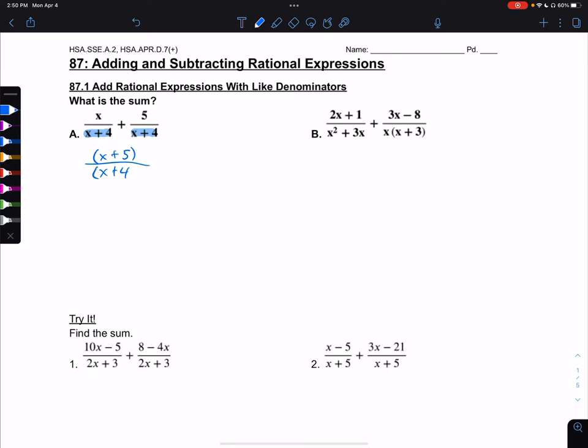The x plus 4 is a group. And if you're going to cancel out, say, the x, you also need to cancel out the 5, which we cannot do in this case. So this would be our solution, we'll say.